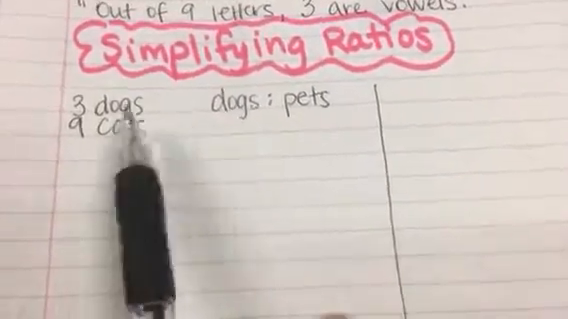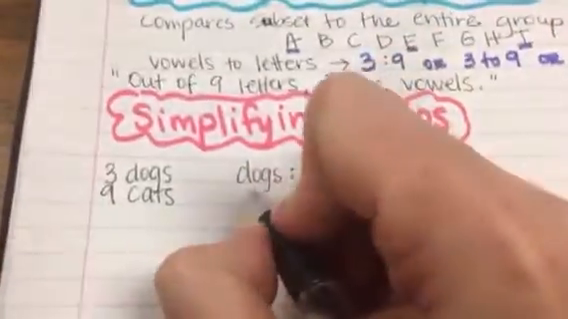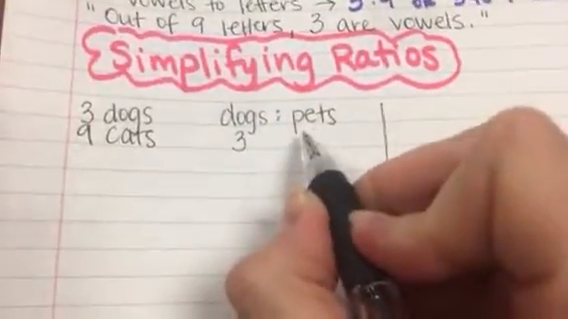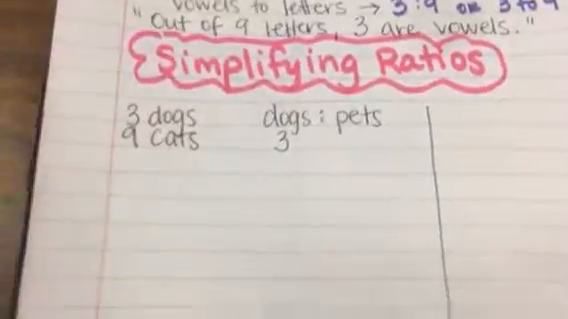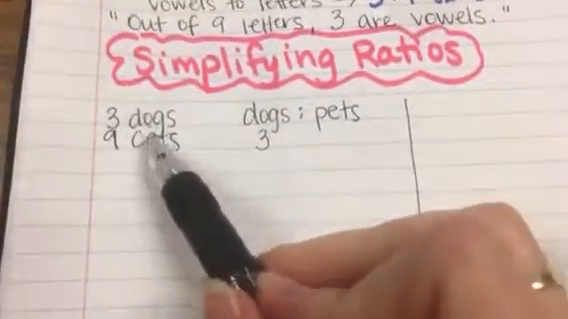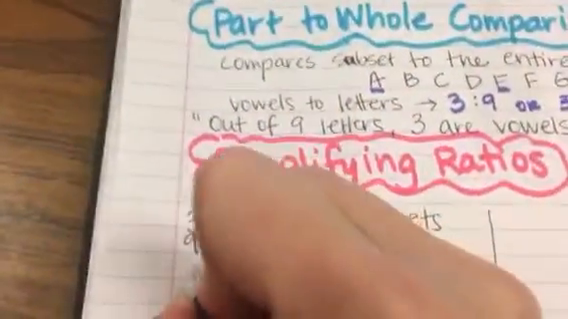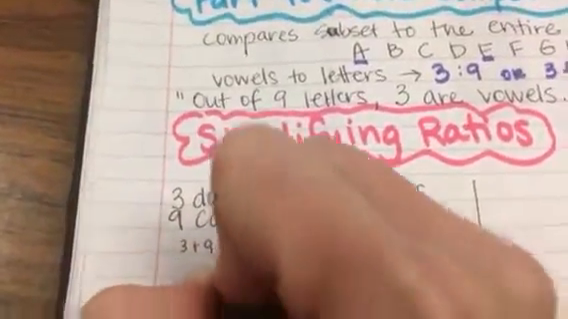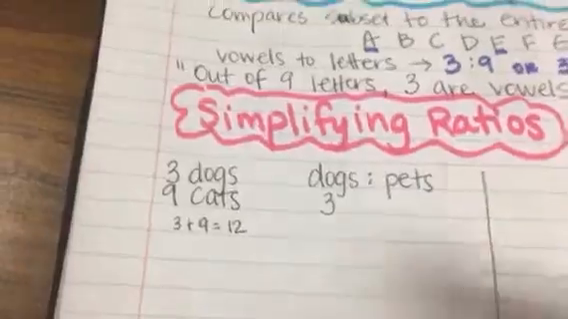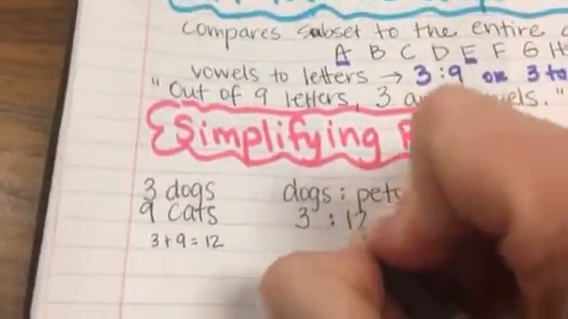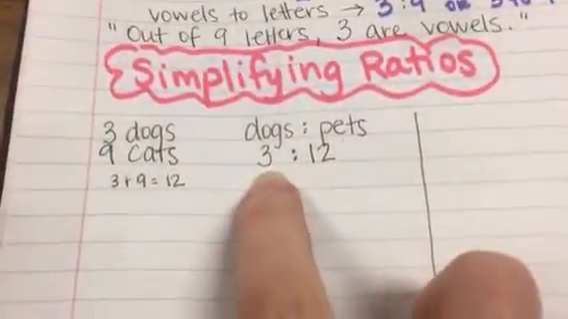So the number of dogs, I look at my list, is 3. And the number of pets, well, how can I determine the number of pets? Well, if I go to the store and there are 3 dogs and 9 cats, then 3 plus 9 means there's a total of 12 animals or 12 pets in that pet store. So this is my ratio comparison, 3 to 12.